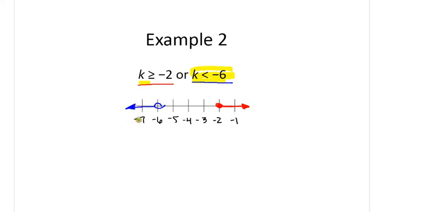So the only numbers really that don't work for K are between -6 and almost up to, but not including, -2. So this area here that I have not shaded is the only part that is not included in the solution set. So what this is saying is K can be any number that is greater than -2, or it could be any number that is less than -6. And you can see that we've represented that in our graph of the number line.